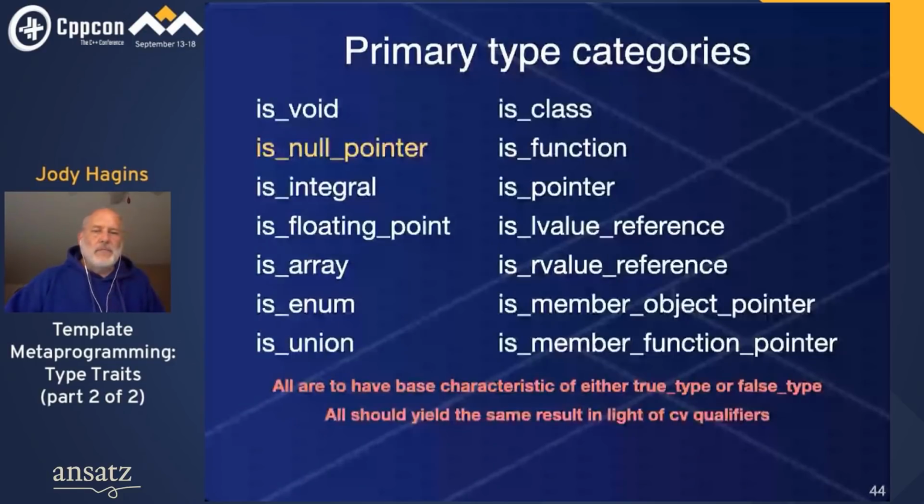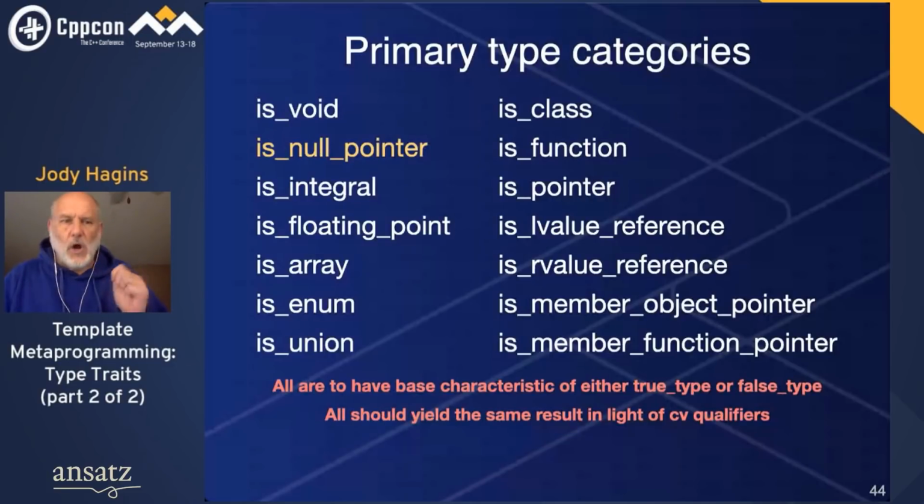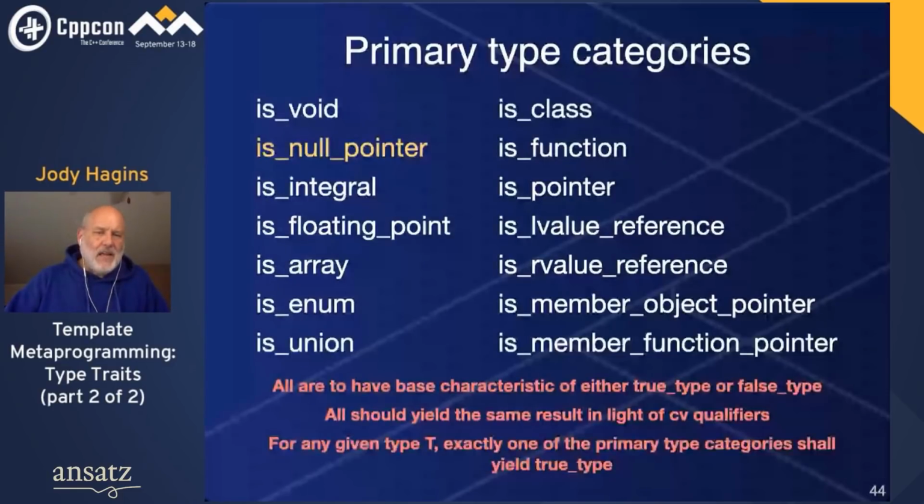All of them should yield the same result in light of CV qualifiers. We discussed that at the beginning of last session, but in case you're just coming to this one, the CV qualifiers are the const and volatile qualifiers that attach to a type. So whenever you call is void or is integral with a type, if you call is integral with int, that means you have to have the same result for int const, int volatile, and int const volatile. The CV qualifiers should all give the same result for these traits. And for any given type T, exactly one of the primary type categories shall yield true type.